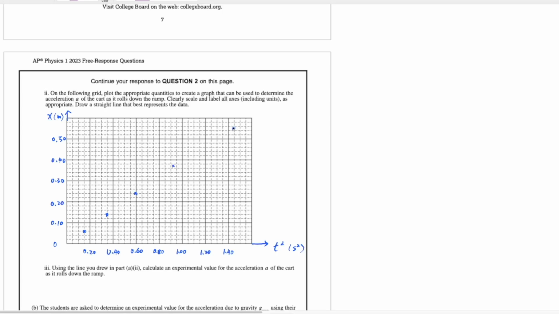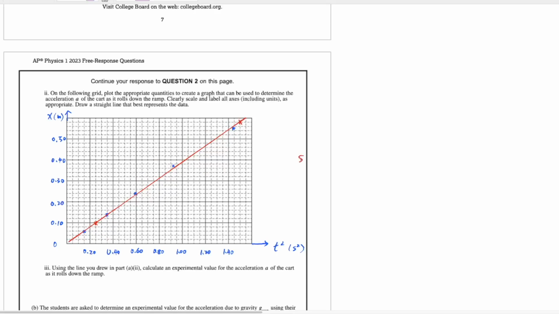So this is the position. We have to draw a best fit line. Okay, let's say this is close to the best fit line, and we have to pick 2 points. So let's pick 2 easy points. This point looks like a pretty good point, and the next one probably here.